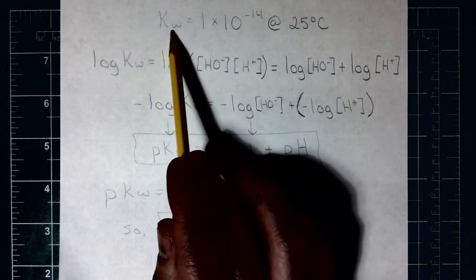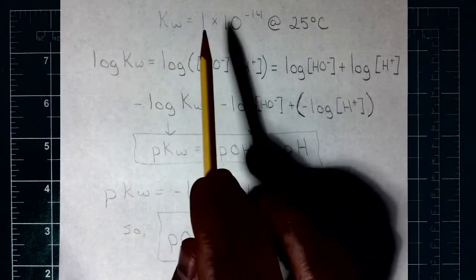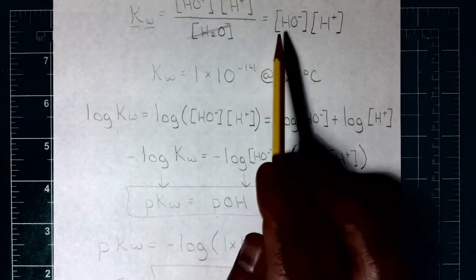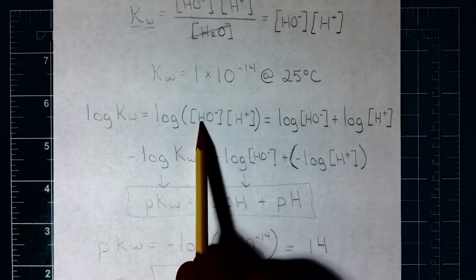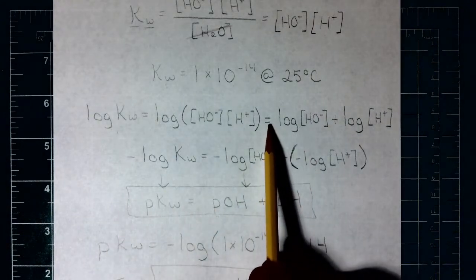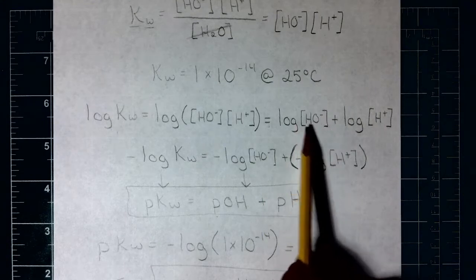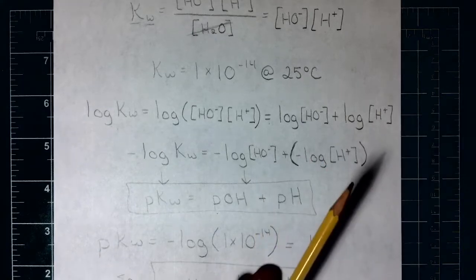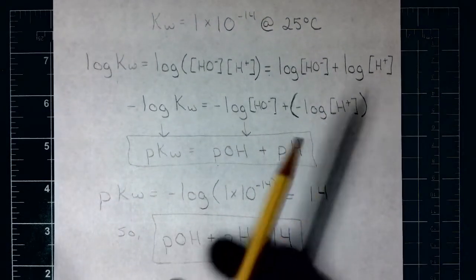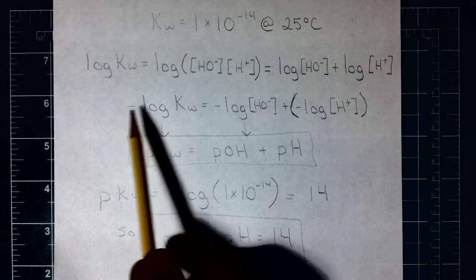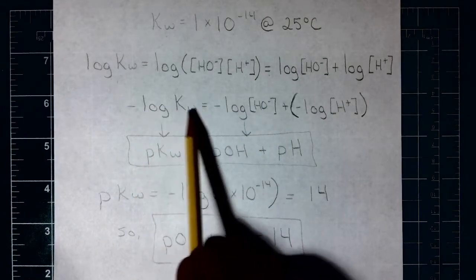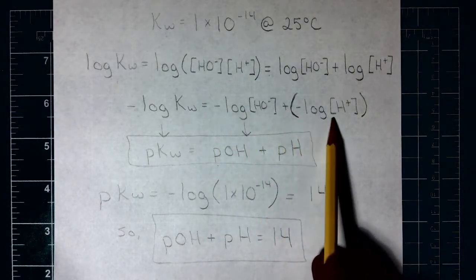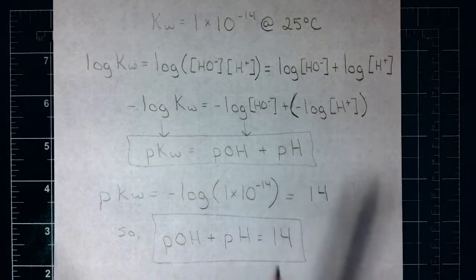Now, if I take the log of both sides, I get the log of Kw, and I get the log of this product here. Using my log rules, I can say that that is equal to the log of the hydroxide ion concentration plus the log of the proton ion concentration. And then I can go through and multiply both sides by -1. I get the negative log of Kw is equal to the negative log of the hydroxide ion concentration plus the negative log of the proton concentration.